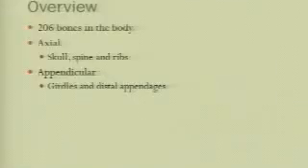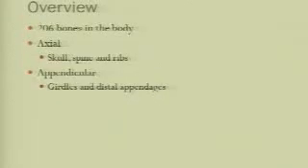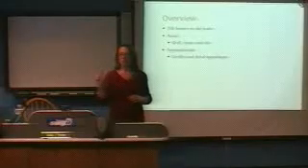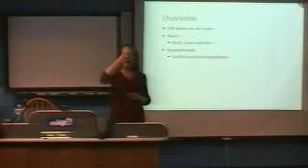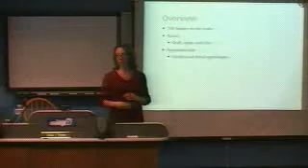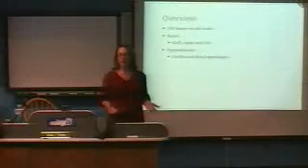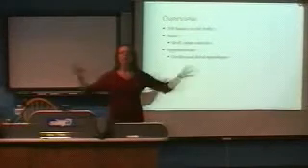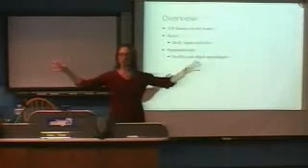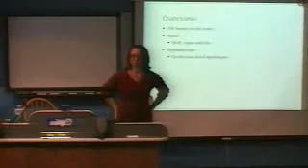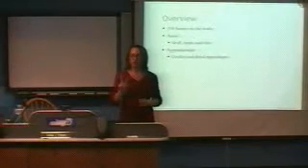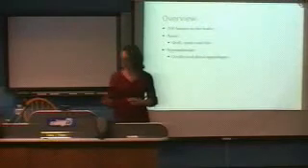Let's take a look at this. Overview. There are 206 bones in the body. The body is divided into 2 major parts of the skeleton. Axial, which is just like the axis that we would see that the earth would spin on, and appendicular. Appendicular sounds like appendages. So our arms, our shoulder girdle, our legs, and our pelvic girdle are going to be the appendicular skeleton. So that's the major 2 subdivisions of the skeleton.